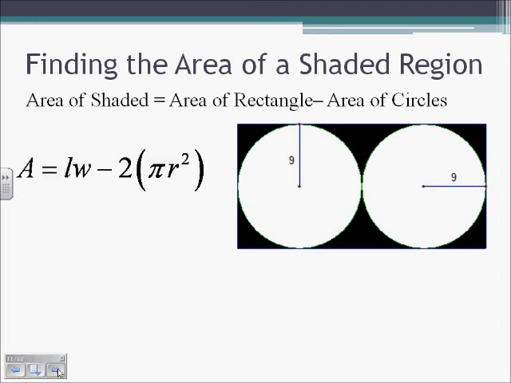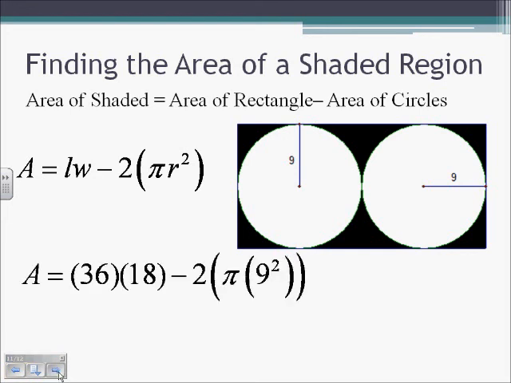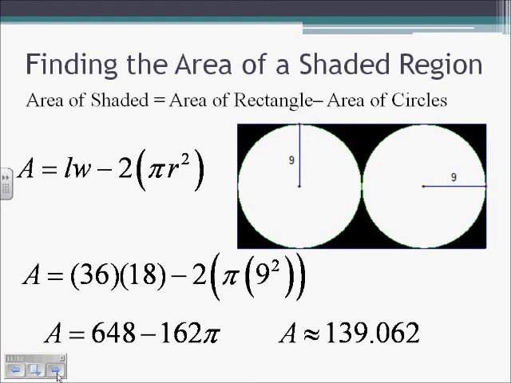So we take our length times our width. We're going to subtract off the area of those two circles. So we're going to have 36 times 18. We're going to subtract off 2 times our pi r squared, which would be pi times 9 squared. We're going to get 648 minus 162 pi, which is approximately 139.062 units squared.